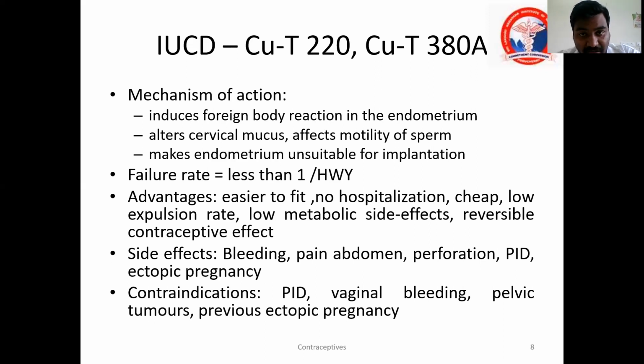The contraindications: those who have pelvic inflammatory disease, an absolute contraindication; those who have abnormal vaginal bleeding; and those who have pelvic tumors, because there will be distortion in the uterine cavity, so that the device will be expelled and it will be difficult to place it. In case of pelvic tumor, malignancy, previous history of ectopic pregnancy, or any previous history of thromboembolic events, they are all absolutely contraindicated. They should not be prescribed this method.